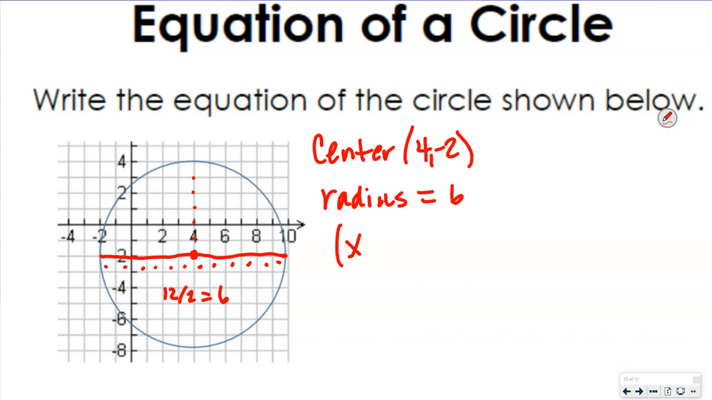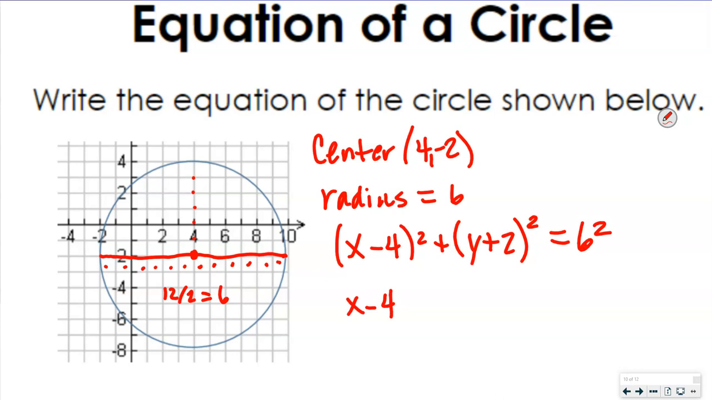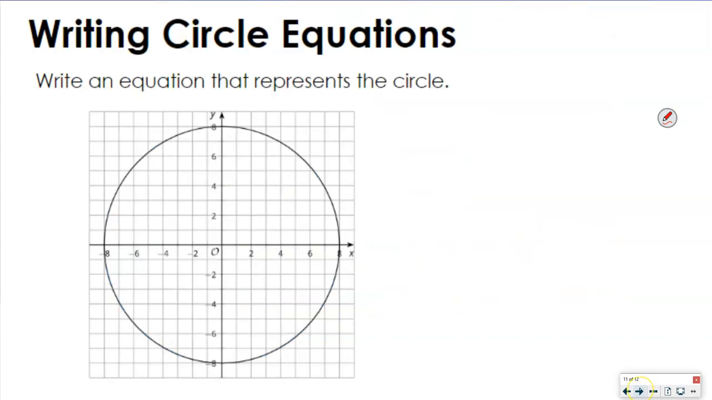So again, we're going to write (x - 4)² + (y + 2)², because it's minus negative 2, squared, equals 6 squared. So our final equation is going to be (x - 4)² + (y + 2)² = 36. That's the equation for our circle.